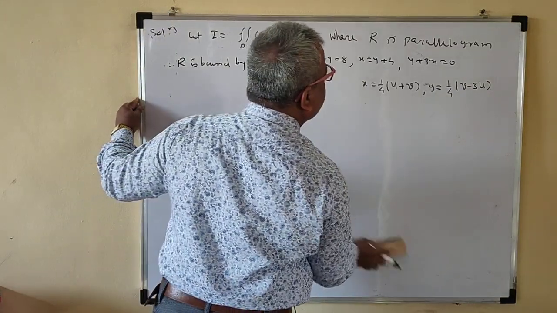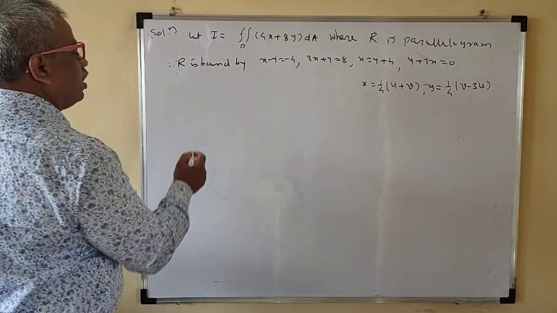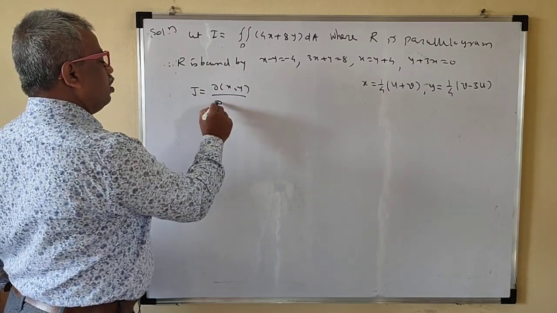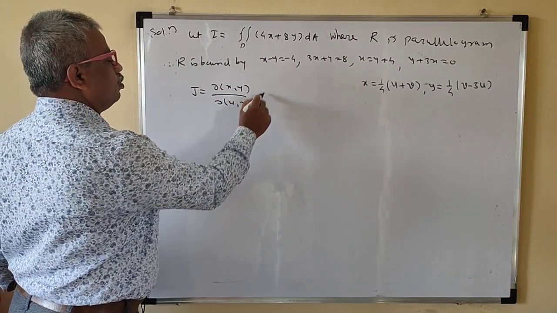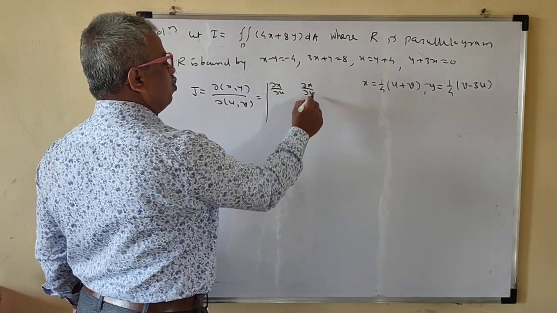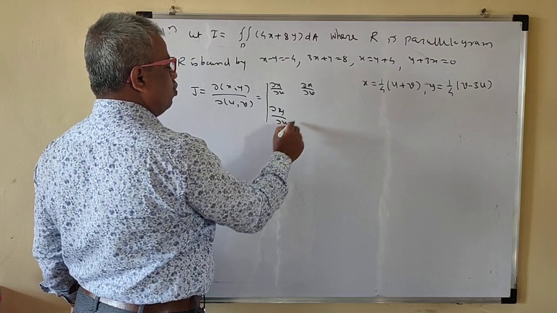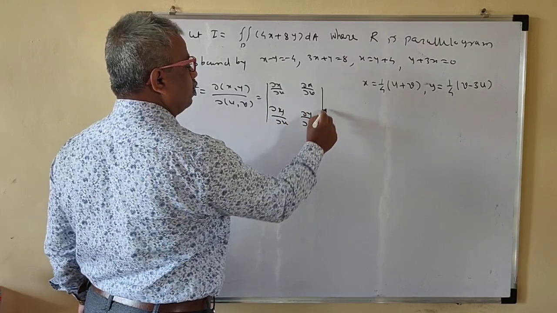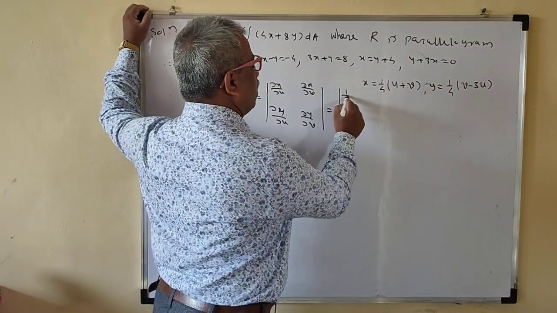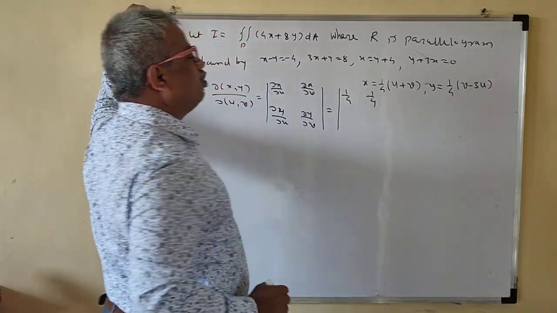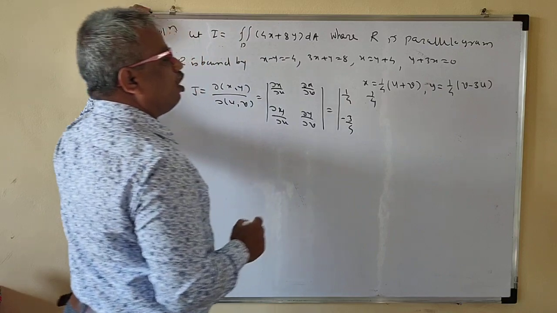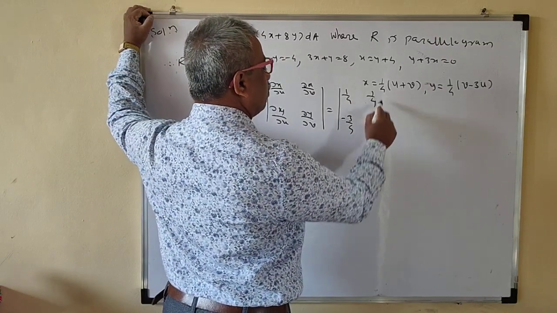Okay. So now we have the transformation, that is x is equal to 1 by 4 and this. So we will find the Jacobian also. So this is dou (x, y) by dou (u, v). We will write first the formula: dou x by dou u, dou x by dou v, dou y by dou u, dou y by dou v. So dou x by dou u is 1 by 4, dou x by dou v is also 1 by 4, dou y by dou u is minus 3 by 4 and dou y by dou v is 1 by 4.